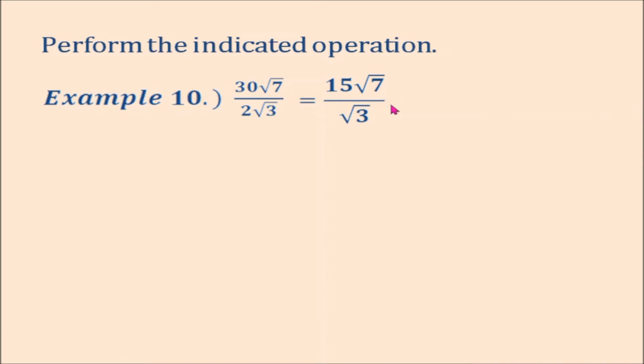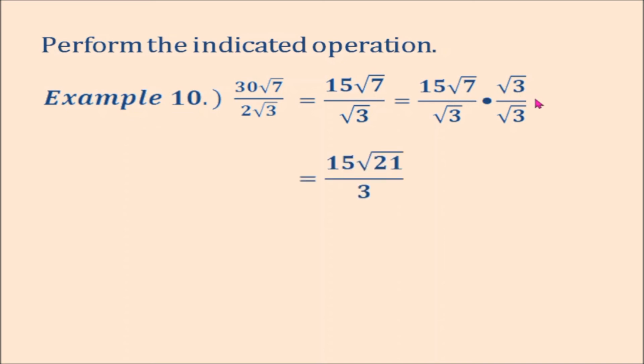So to remove the radical from the denominator, we are going to multiply our fraction by square root of 3 over square root of 3. So we have 15 times square root of 7 times square root of 3 is 15 square root of 21, and square root of 3 times square root of 3 is just 3. So 15 divided by 3 is 5, so our final answer is 5 square root of 21.